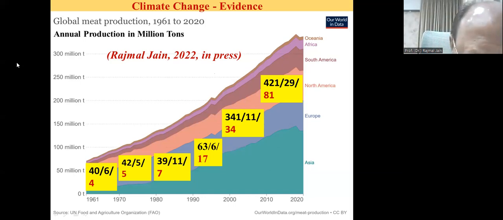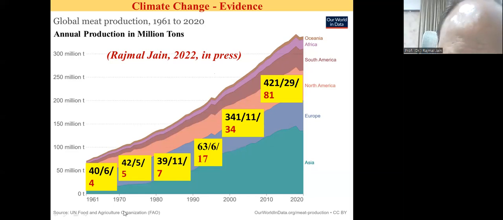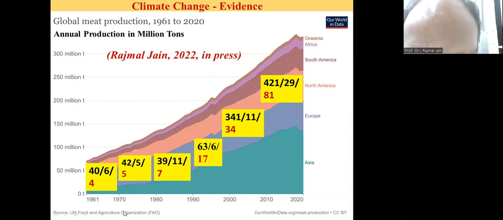But as meat production increased, in 1971 to 1980, you can see that 42 earthquakes were there, and similarly 5 volcanoes, and 5 tsunamis. And then as a function of the increase, you can note that in 1990 to 2000, 63 earthquakes, 6 volcanoes, and 17 tsunamis were there. And then in the next decade, 2001 to 2010, 341 earthquakes, 11 volcanoes, and 34 tsunamis were there.